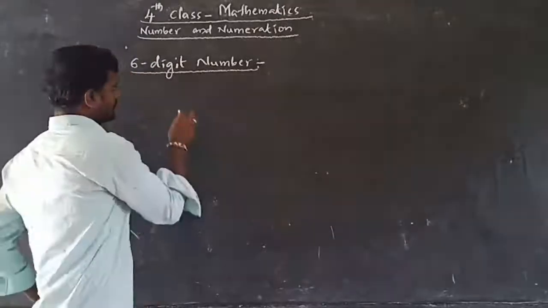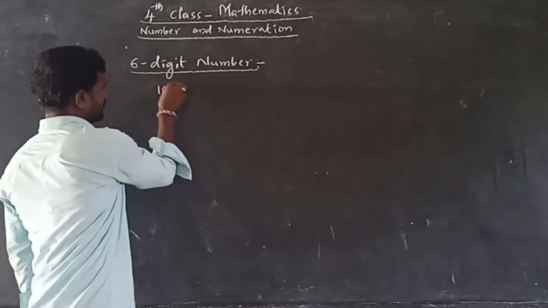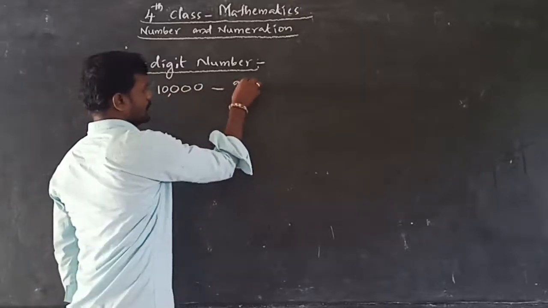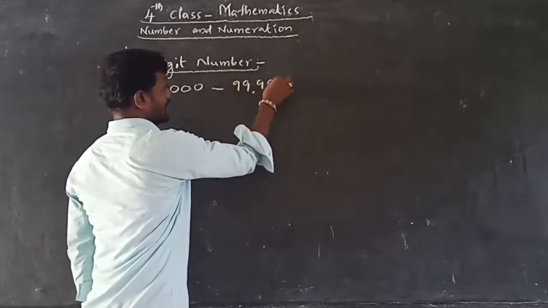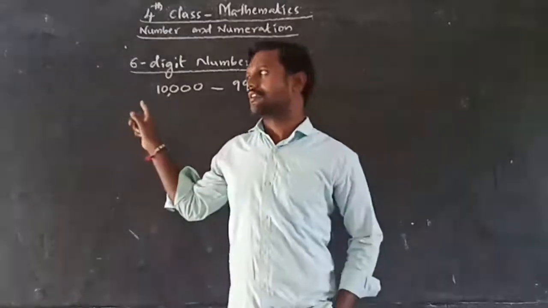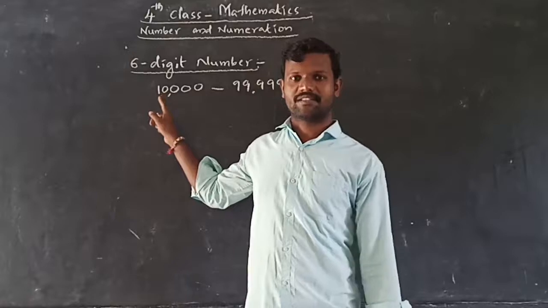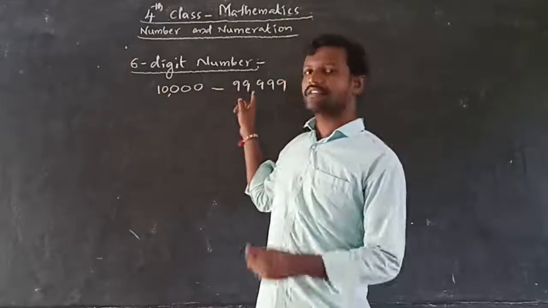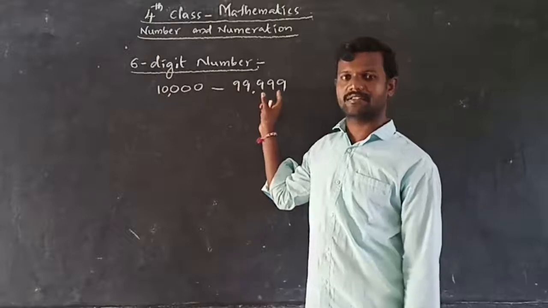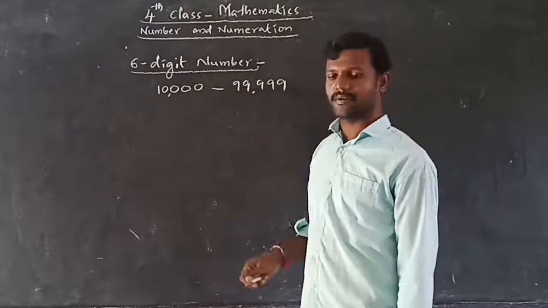Okay, I said the 5-digit numbers are from 10,000 to 99,999. What is the smallest 5-digit number? 10,000 is the smallest 5-digit number, and the largest 5-digit number is what? 99,999. It is the largest 5-digit number.